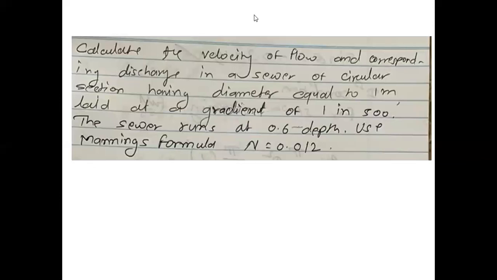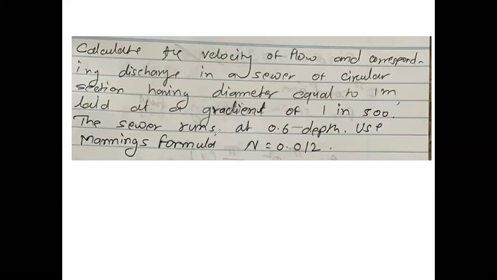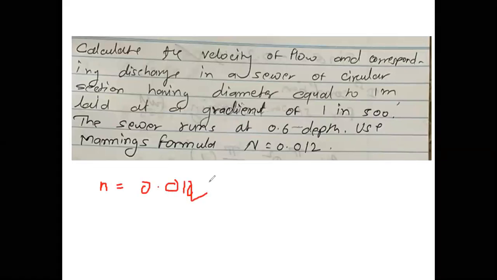Okay, we'll note down the given data. So first of all, n is given to you. The value of n is 0.012, is it? Then the next one given to you is S is equal to 1 upon 500. I'm not using the slate, I'm using the mouse, so the handwriting may not be good.